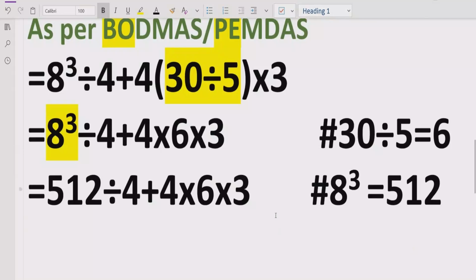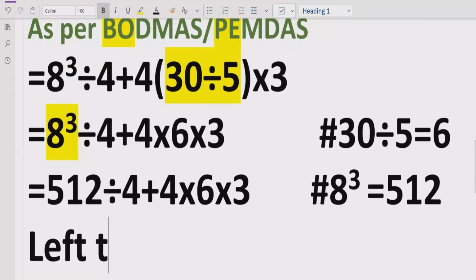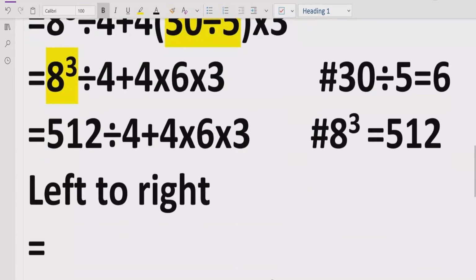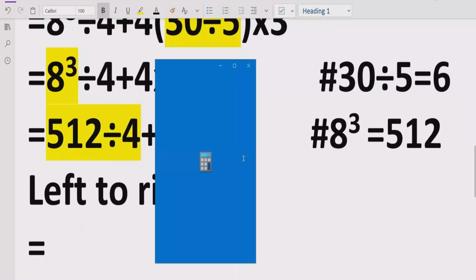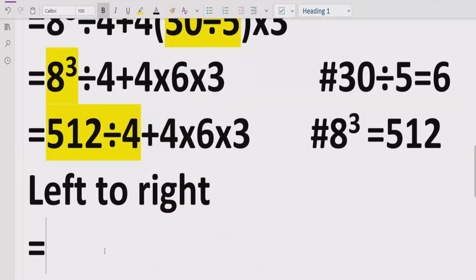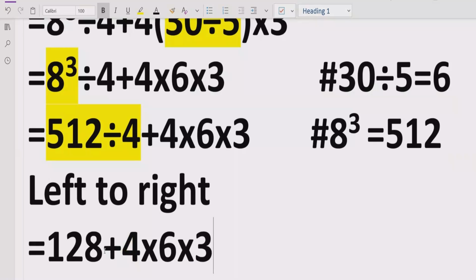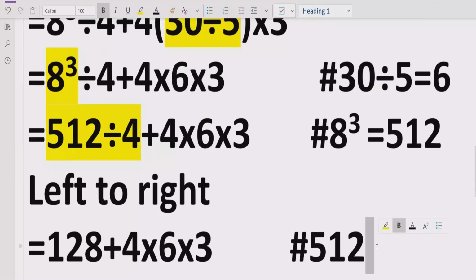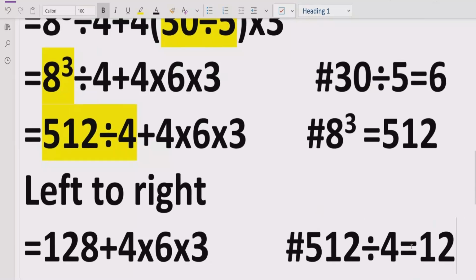Now we have to solve the division and multiplication. So we will go left to right in our expression and find out which is coming first. So first we have this division, which is 512 divided by 4. We will divide both of them and get the answer: 512 divided by 4 equals 128. It becomes 128 plus, and 4 multiplied by 6 multiplied by 3 we will write as it is. And here we give the reference: 512 divided by 4 equals 128.